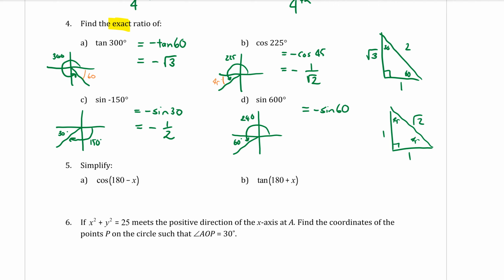Sine of 60 from our exact value triangle over here. Sine is opposite over hypotenuse, so it's root 3 over 2. Equals negative root 3 over 2. And done.